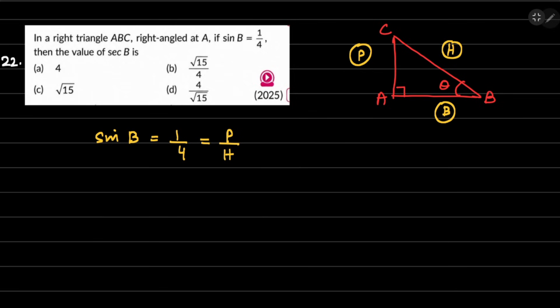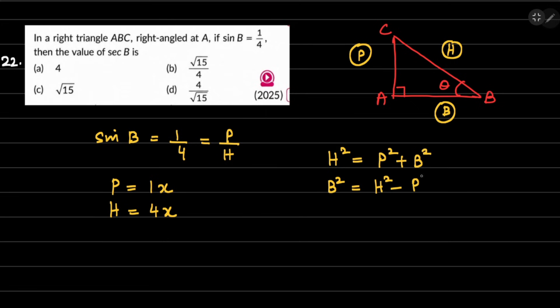You have to find the value of secant B. So let us find out all the three. Let your perpendicular be 1x. Let your hypotenuse be 4x. So according to your Pythagoras theorem, h square equals p square plus b square. So base square will be equal to h square minus p square.